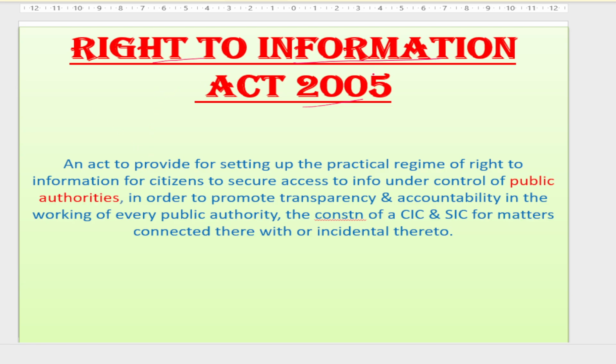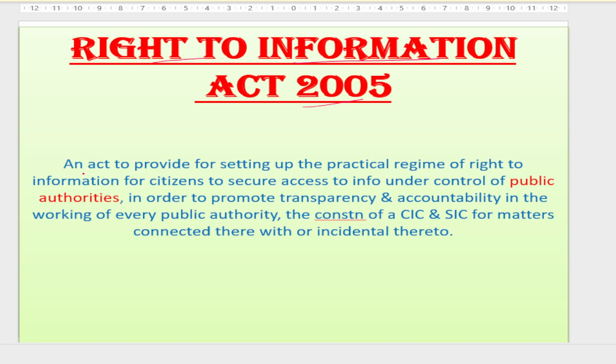Now what we are going to cover in these slides is, first we will study about what is the right to information, then we will have a brief overview of the different sections of this act. After that we will cover each of the sections in detail. Then we will cover the issue of bringing the political parties within the ambit of RTI Act, and finally we will have a brief overview of the Right to Information Act in Rajasthan.